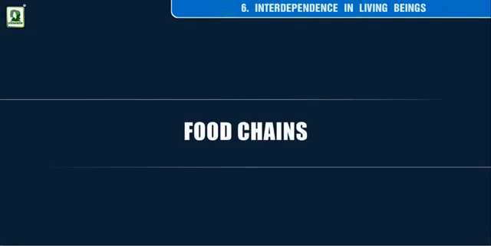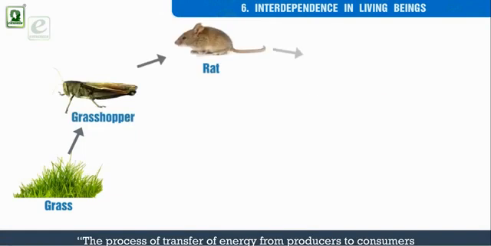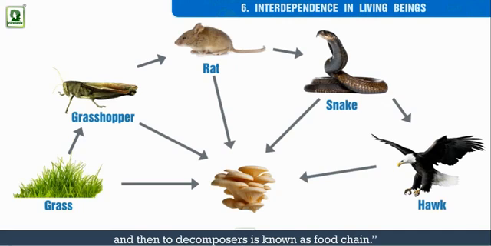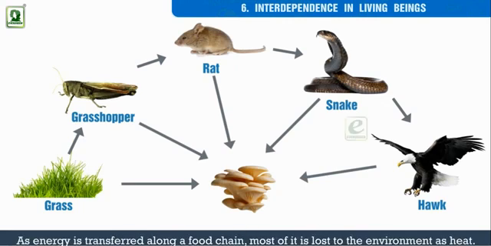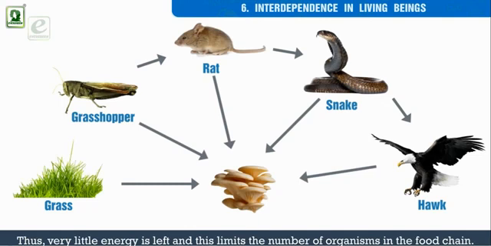Food chains. The process of transfer of energy from producers to consumers and then to decomposers is known as food chain. As energy is transferred along a food chain, most of it is lost to the environment as heat. So, less energy passes on to the next consumer level. Thus, very little energy is left, and this limits the number of organisms in the food chain.